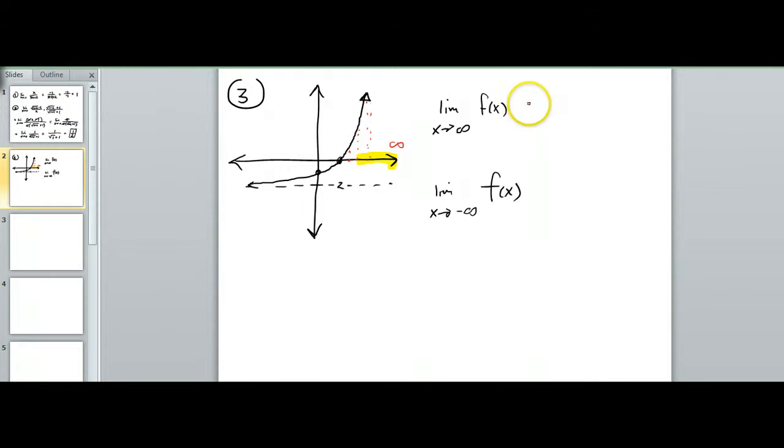Okay, so as I'm approaching the right side of the graph, or positive infinity, f of x is headed towards positive infinity. But as I make my way to the left side of the graph, negative infinity, the function is getting closer and closer to negative 2. So as I make my way to the left side of the graph, the outputs are getting closer to negative 2.